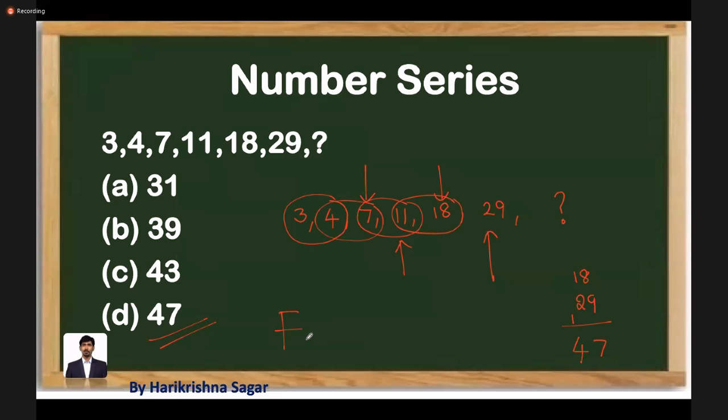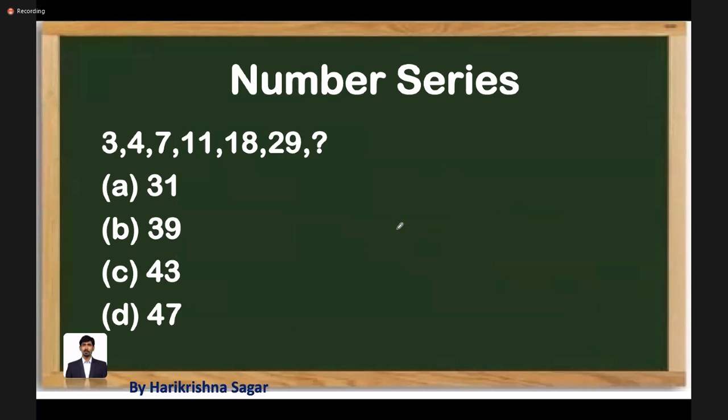So what is this type of sequence called? This is called Fibonacci series. Fibonacci series means the next term is generated by adding the previous two terms. So 7 you are going to get by doing 3 plus 4. 11 you are going to get by doing 4 plus 7. 18 you are going to get by doing 7 plus 11. So that's a pattern which is followed by these numbers.